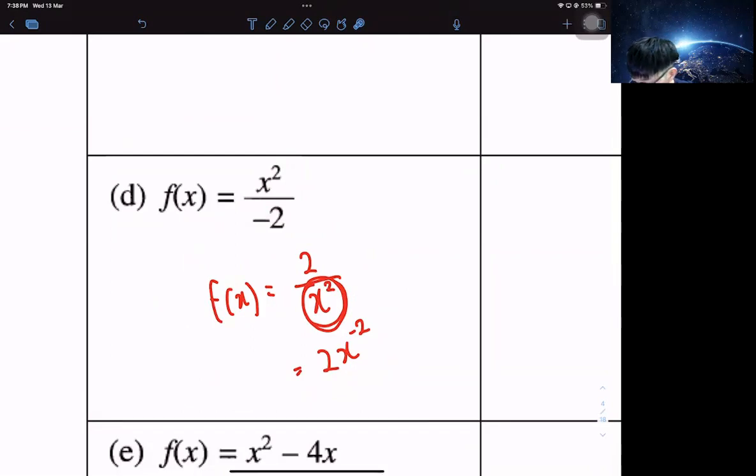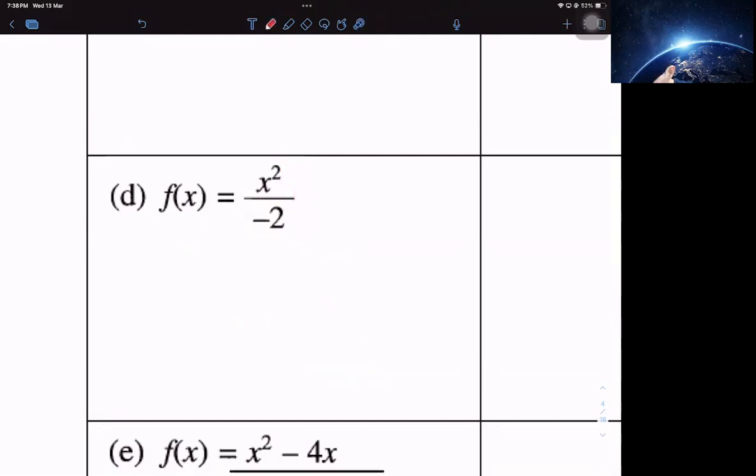I'm going to erase this. Okay, back to this one. Hopefully you still remember x squared is actually 1x squared, and I can write it this way.